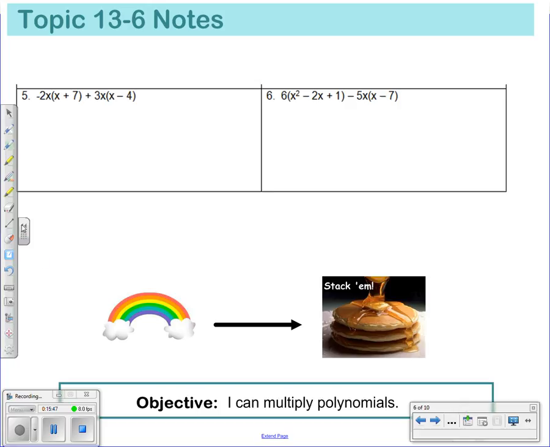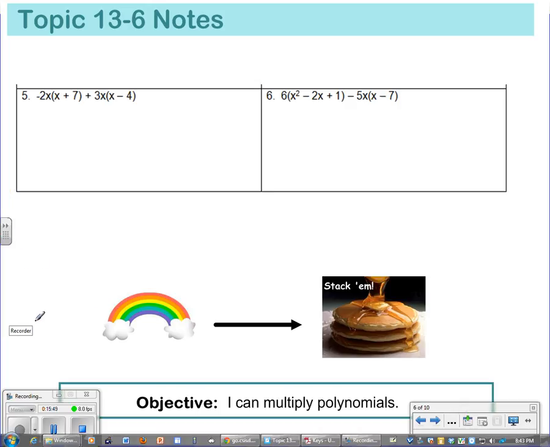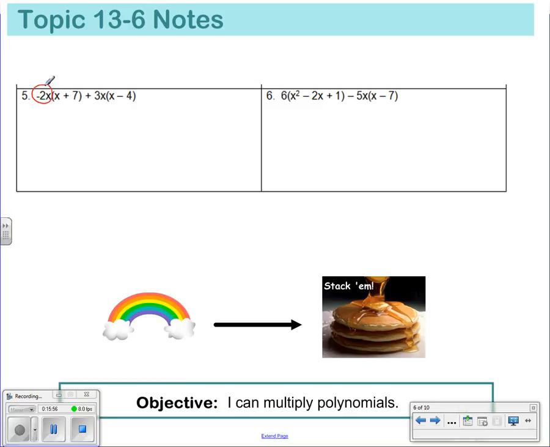Let's do a couple more examples. Again, remember, do your rainbows first. So let's see what we can distribute. I have a negative 2 that's going to distribute. It's times x, so negative 2 times x.